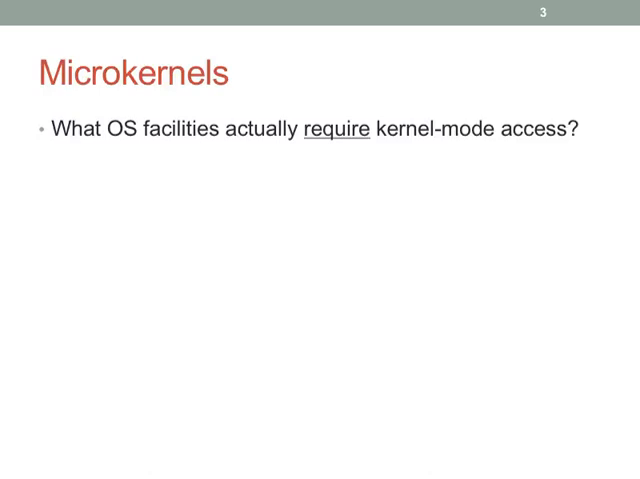So this is where microkernels come into the picture, and they ask a very important question, which I talked about briefly previously, which is what actually needs to be in the kernel? Remember, the kernel is the part of the OS that runs in kernel mode. What actually needs to be in kernel mode? Does your printer driver need to be in kernel mode? Does your file system need to be in kernel mode? These are the questions that I think are important to ask if you're designing an operating system from scratch.